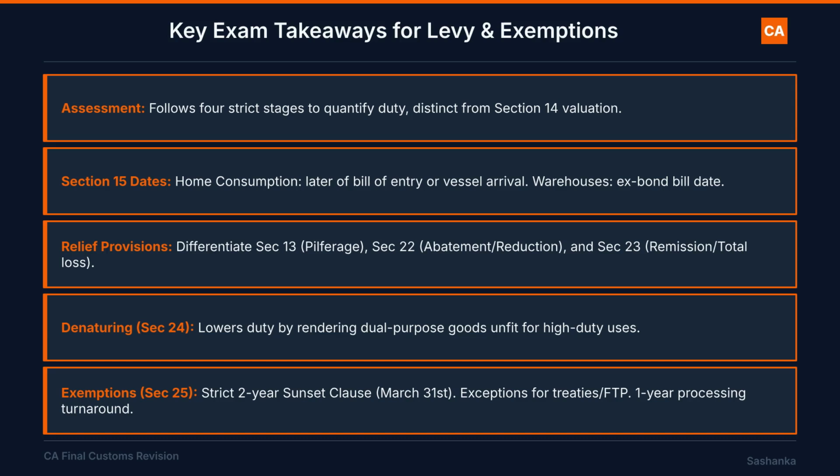Section 13 covers pilferage. Section 22 covers damage and deterioration. And Section 23 covers total loss, destruction, or abandonment. Section 24 allows denaturing or mutilation to obtain the appropriate duty treatment for dual-purpose goods. Section 25 empowers the government to grant exemptions, while the Sunset Clause limits conditional exemptions. Finally, Sections 25A and 25B support inward and outward processing by providing customs relief for temporary cross-border movements of goods.